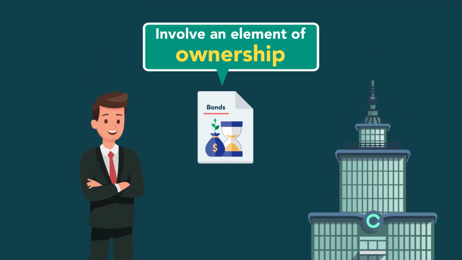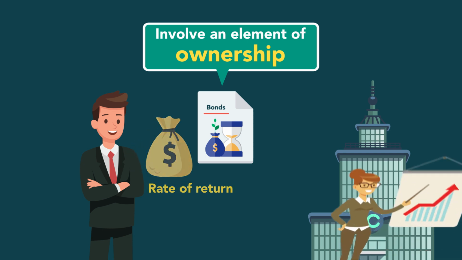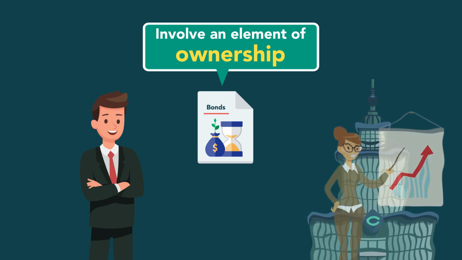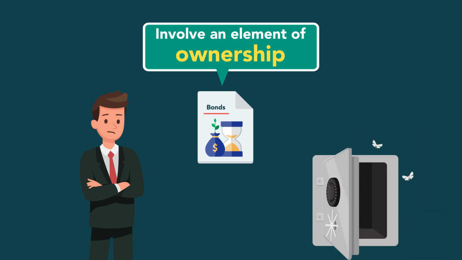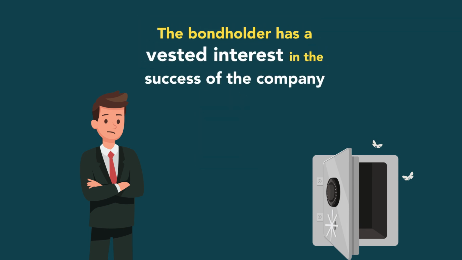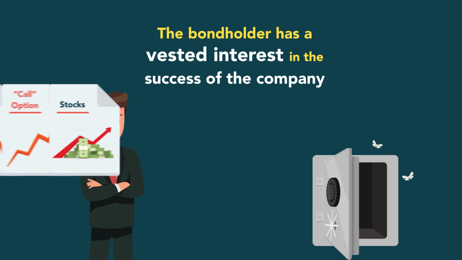Bonds involve an element of ownership. The investor gives the company money and expects a rate of return. The company's success makes it more likely that the interest and principal payments will be made. If the company goes bankrupt, for example, the bond may never be repaid and may become worthless. In this sense, the bondholder has a vested interest in the success of the company.